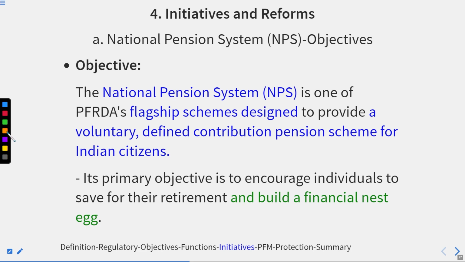So here you can see that first, it is a flagship scheme designed for a voluntary defined contribution pension scheme for Indian citizens. It means that you have to contribute a particular amount on a periodic basis for a certain period of time, and then after retirement you can redeem your pension. Its primary objective is to encourage individuals to save for their retirement and build a financial nest egg. It means making sure the people are aware about it. They do not have the money right now, but they will have it after retirement if they invest that money.